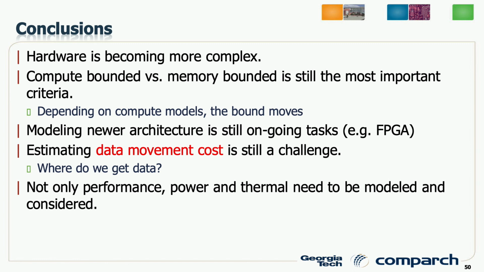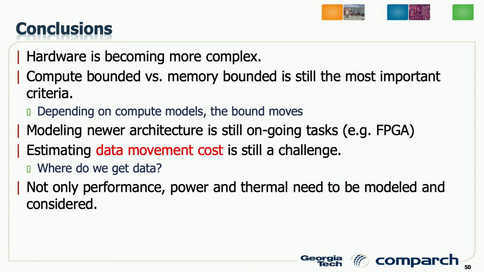And then newer architectures are an ongoing task, such as FPGA, and probably if quantum becomes popular, then modeling there will also be another interesting problem. And then estimating data movement cost is probably still the biggest challenge. Where do you get data? You might get data from the CPU because it's connected to I/O devices. You might get data from the sensors. More and more newer workloads use lots of sensors.